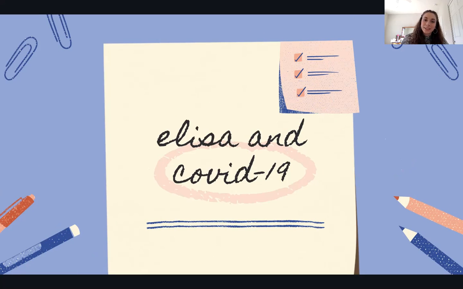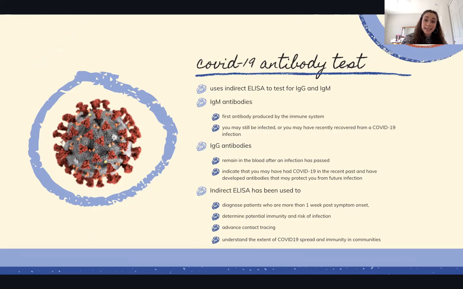So as I mentioned, ELISA and COVID-19 are related. And they relate in that if you have had COVID-19 or you think you've had it, you can get an ELISA test to test for antibodies. And the specific ELISA test used is an indirect ELISA test, and it tests specifically for IgG and IgM antibodies.